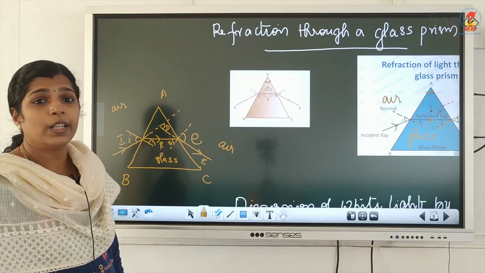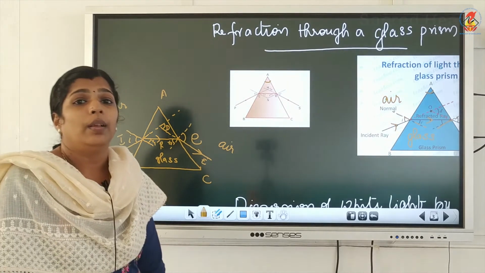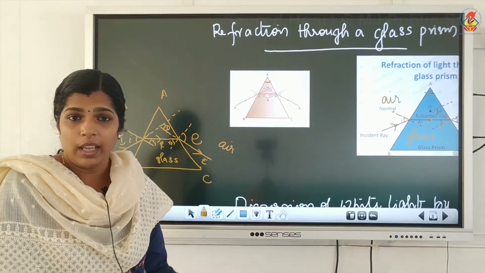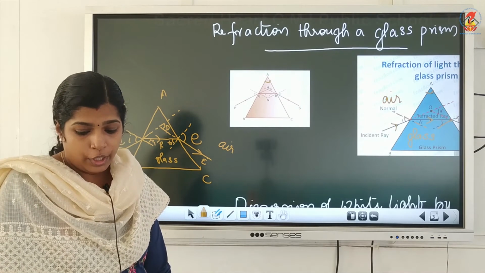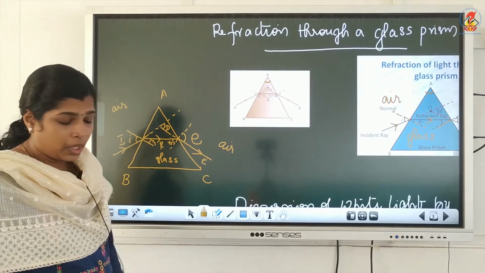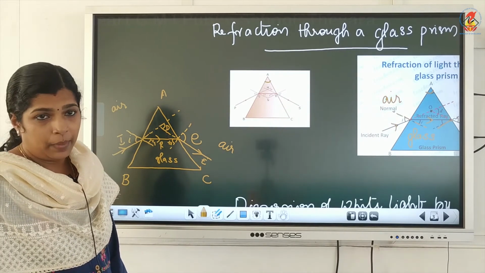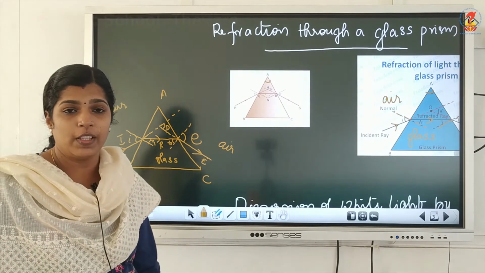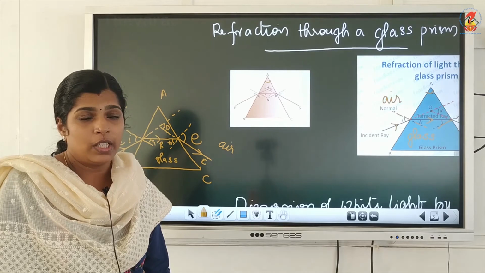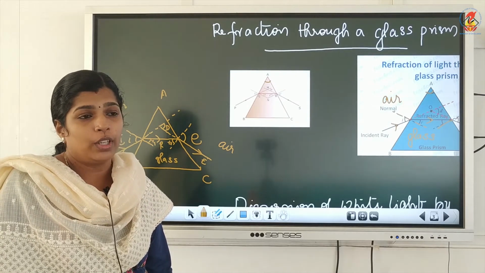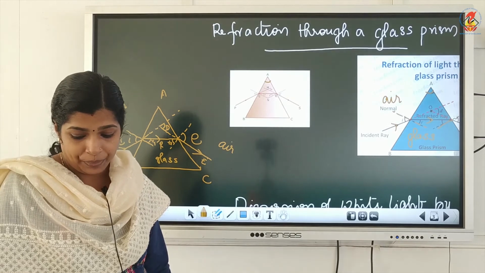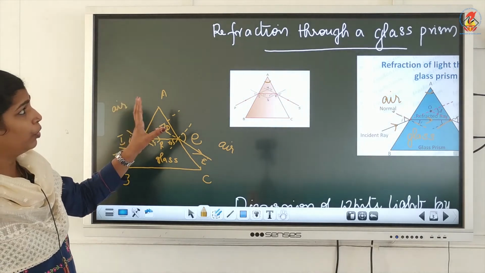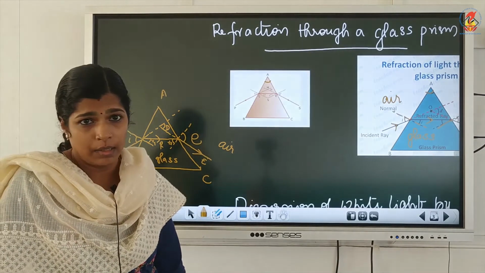In a glass slab, the emergent ray is parallel to the incident ray, but it is slightly displaced. Here, due to the peculiar shape of the prism, the emergent ray bends at an angle to the direction of the incident ray, and that angle is known as the angle of deviation. That's about the refraction of light through a glass prism.